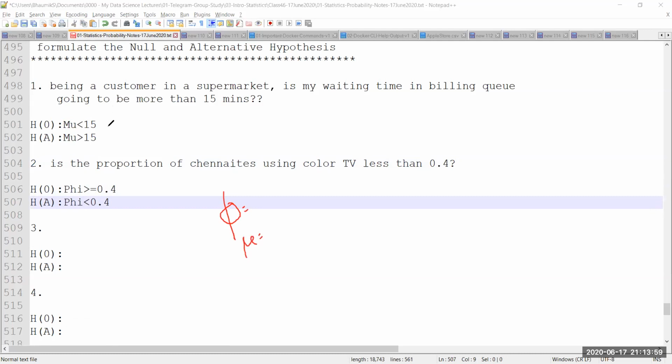In the upper case, a mean was really required because this is just the average waiting time in the billing queue. But in this case, this is the proportion of the people in Chennai who are going to use the color TV being less than 40%. So in this kind of a case, you just have to remember that rather than mu, we are going to take phi.